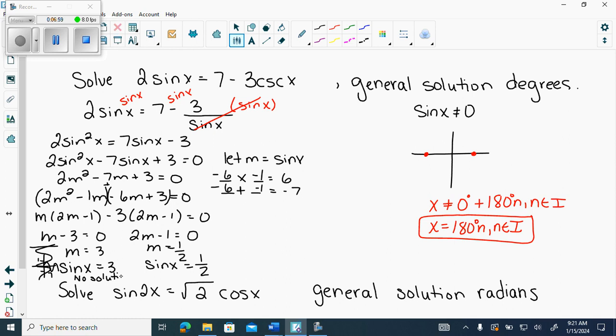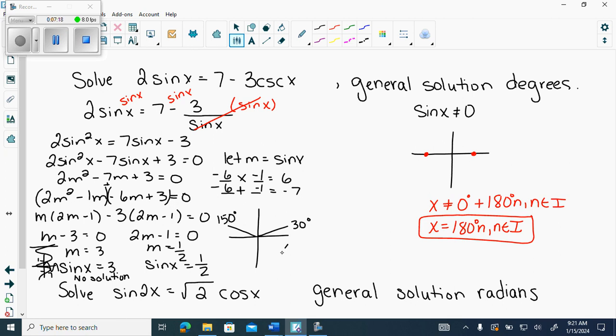Not extraneous. There's just no solution. And no solution means if I put it into y1 and y2 in my calculator, it wouldn't cross anywhere. Okay? Then this one, sine x equals a half, which is here and here, which is 30 and 150. Are any of those my restrictions?